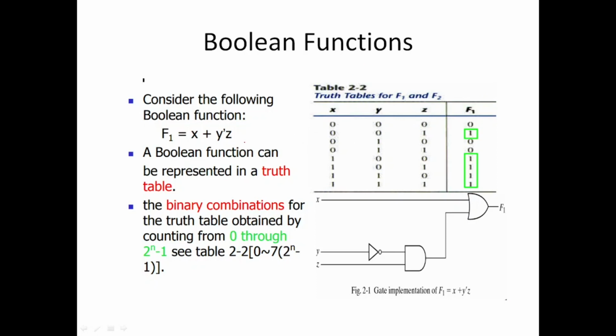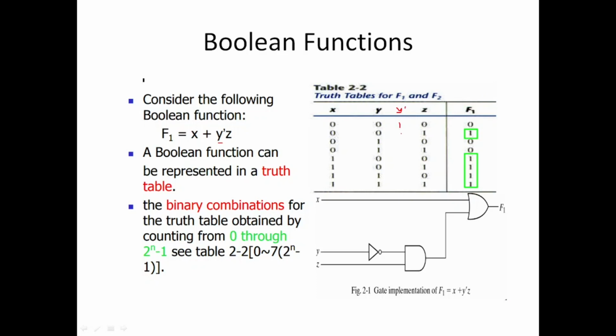For the Boolean function f1 is equal to x plus y dash z, we can represent this function in a truth table and a logic diagram. For finding the values using the truth table, we first write the inputs x, y, z, and the values are listed here. For finding f1, we have to find y dash first. Y dash is the complement of y.